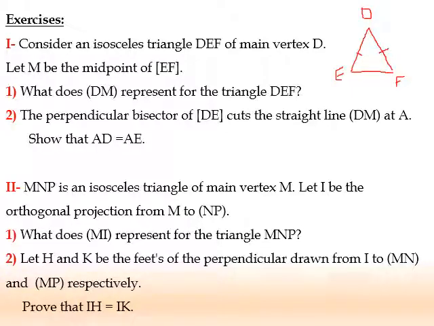Let M be the midpoint of EF. Midpoint is the point in the middle, so this is point M. And since it's the midpoint, EM equals MF. Now, what does DM represent for the triangle DEF? If I join this vertex, which is D, to point M, what do I call DM? You have to think well and write your answer.